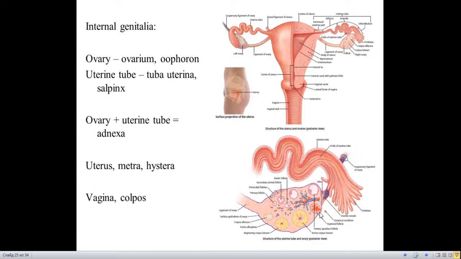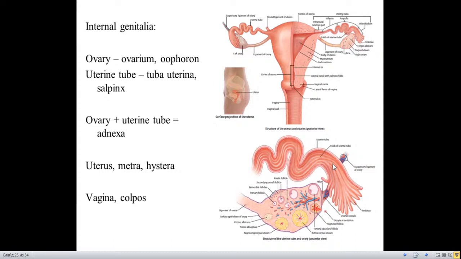So after rupture, the oocyte is found in the abdominal cavity on the surface of the ovary. Very close there is a fimbria, and this fimbria catches the oocyte and sends it to the cavity of the uterine tube. But you see, the first part is the infundibulum, but it must travel towards the ampulla. The oocyte is an unmovable cell. So which factors help the oocyte to move through the uterine tube?